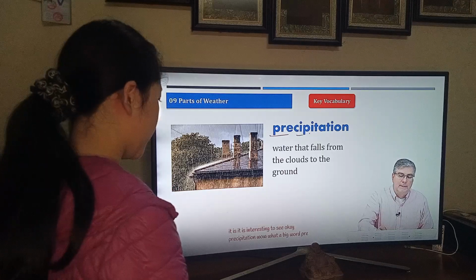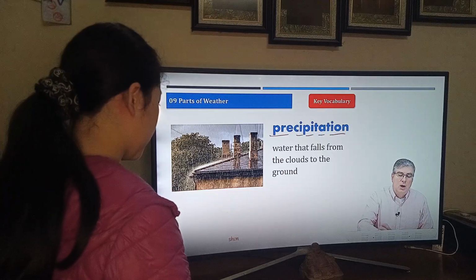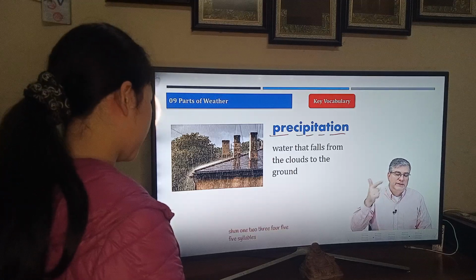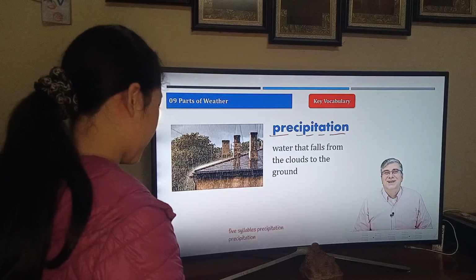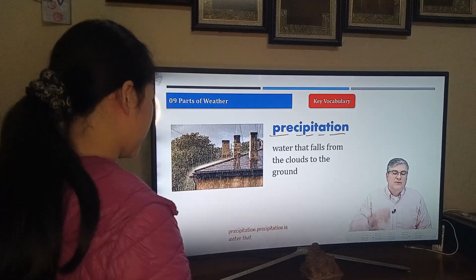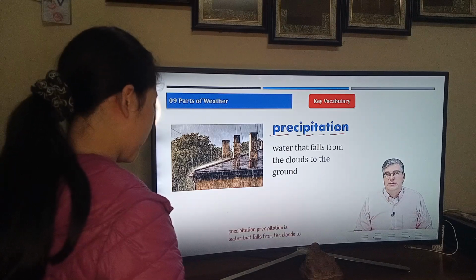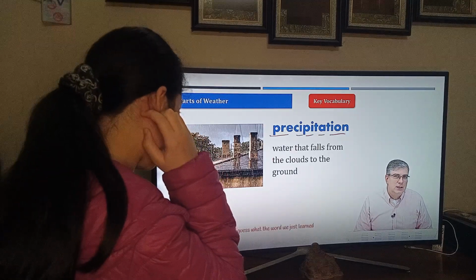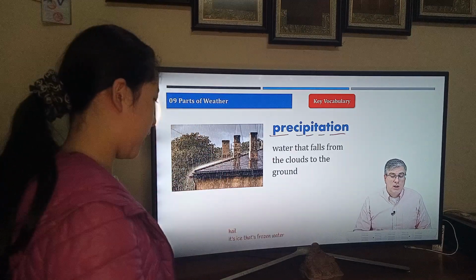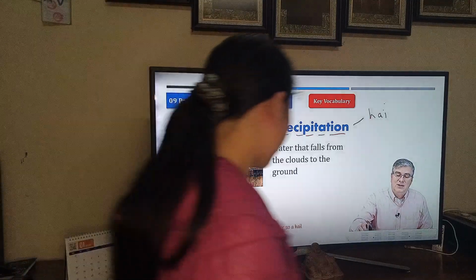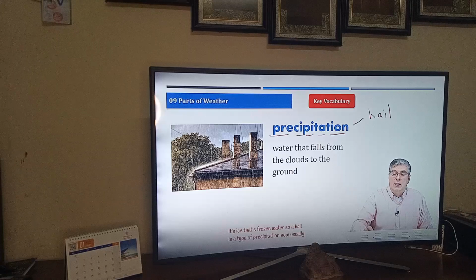Precipitation. Now we have a big word. Precipitation. It has five syllables. Precipitation. It's weather that falls from the clouds to the ground. Guess what we just learned? Hail is ice, frozen water, so hail is a type of precipitation.